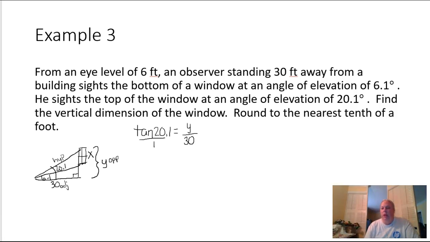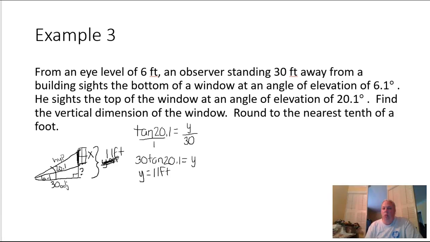Now if we put this over 1 and cross multiply, we'll have 30 times the tangent of 20.1 degrees, and this will be equal to 1 times y, or y. This is giving me 10.97, but since we're rounding to the nearest tenth of a foot, I'm going to have to round this up to 11 feet. So this whole length right here is 11 feet. Now remember, we only want to know this part of the 11 feet right there.